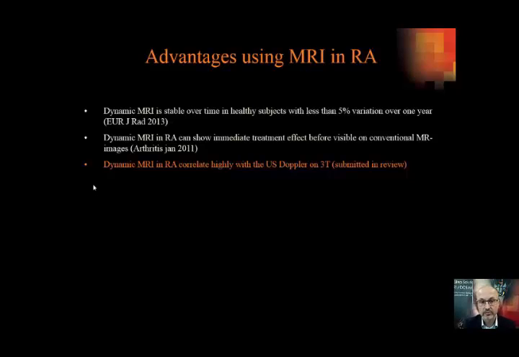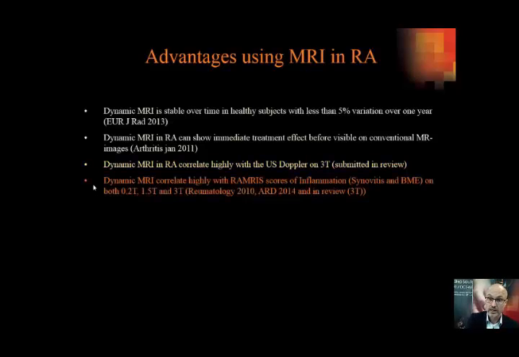Dynamic MRI in rheumatoid arthritis correlates highly with the ultrasound Doppler on 3 Tesla, and dynamic MRI correlates highly with the RAMRIS scores of inflammation on all field strengths available. But remember again here: do not cross over with the same patients in different scanners. Keep the patients in the same scanner.